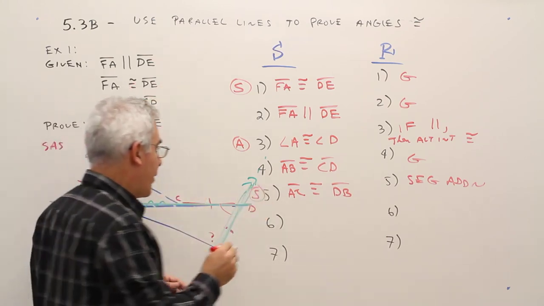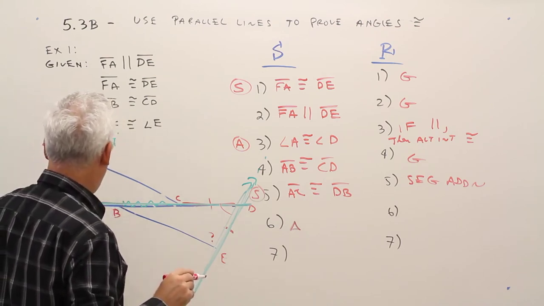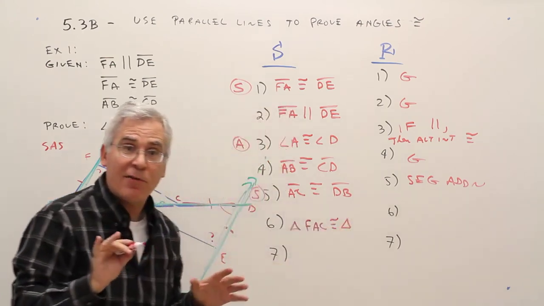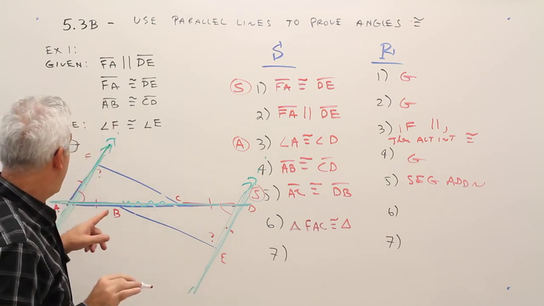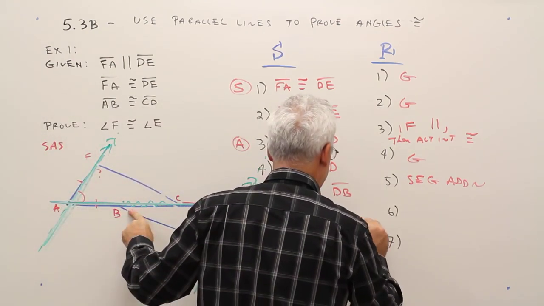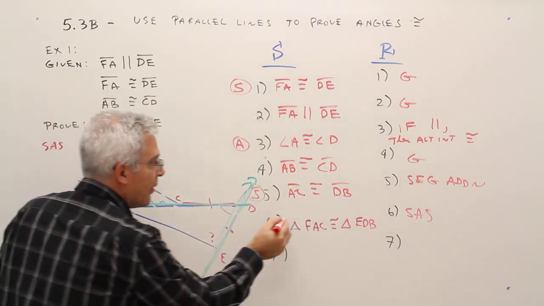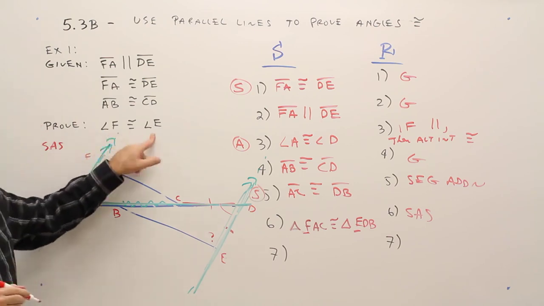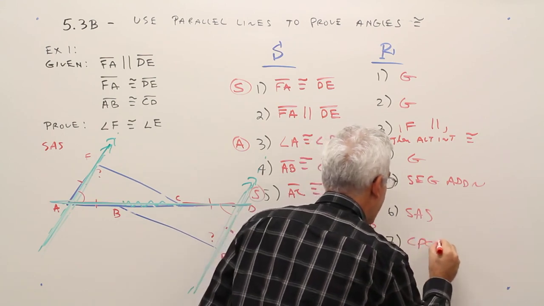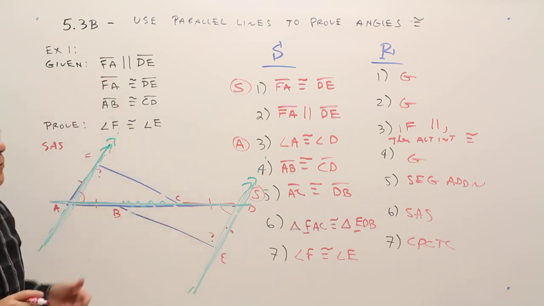Now I'm going to get the triangles to be congruent. So triangle, I'll call it FAC. Now once I start that ordering, I've got to use the same ordering over here. F to A, that would be E to D to B. And that would be SAS. And then finally, I can get my angle, first letter to first letter. Angle F congruent to angle E, by CPCTC. So there you have it, how to use parallel lines to help prove angles congruent.